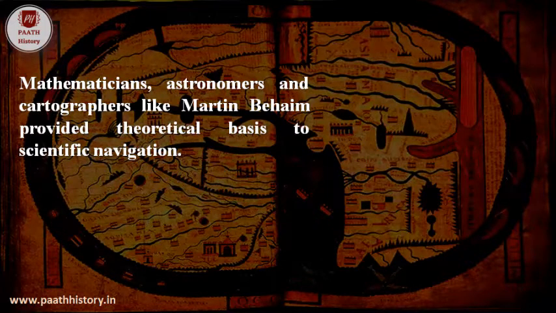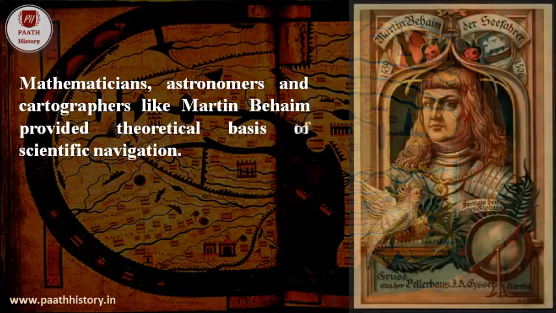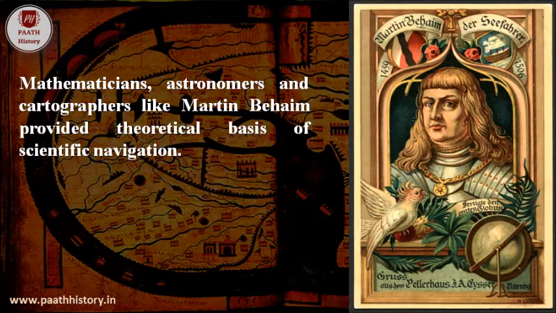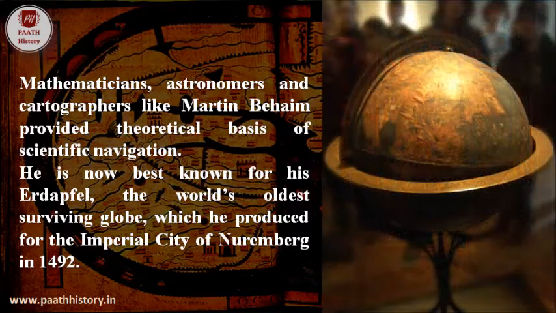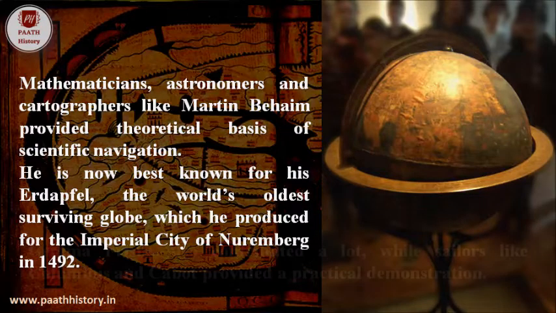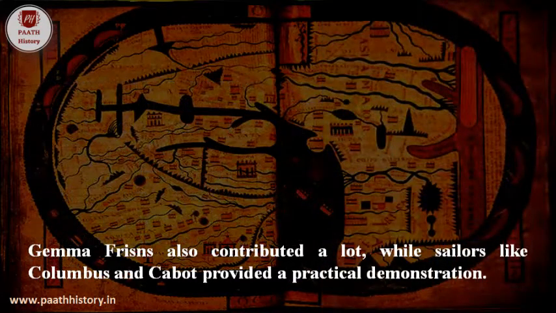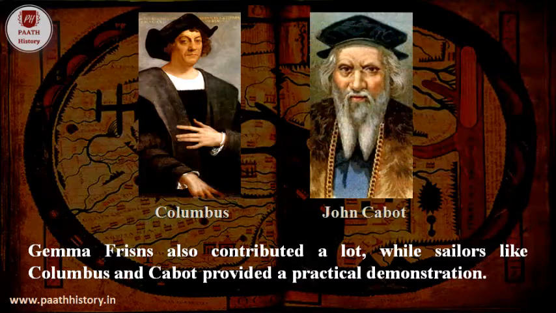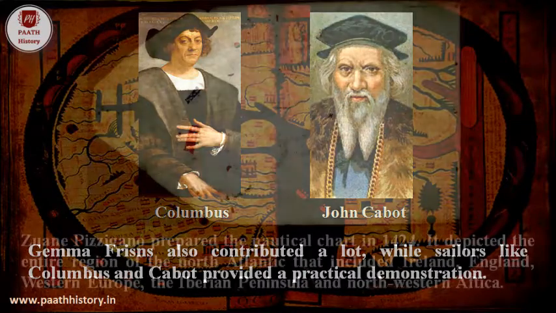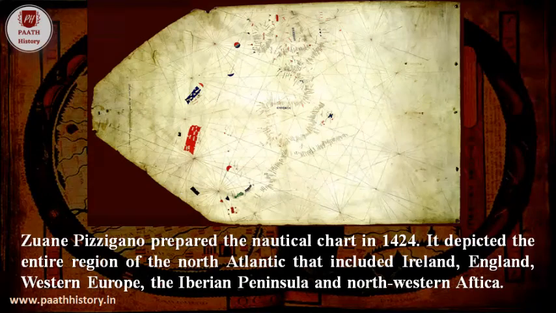Mathematicians, astronomers, and cartographers like Martin Behaim provided the theoretical basis of scientific navigation. He is now best known for his Erdapfel, the world's oldest surviving globe, which he produced for the imperial city of Nuremberg in 1492. Cartographers and friars also contributed a lot, while sailors like Columbus and Cabot provided a practical demonstration. Juan Pescigana prepared the nautical chart in 1424.